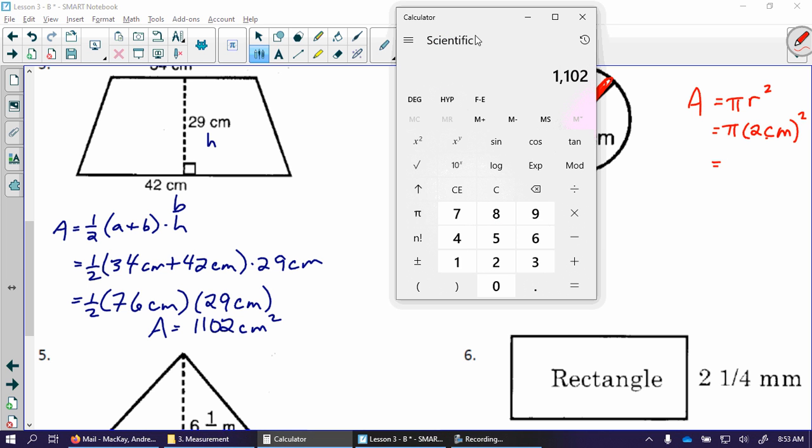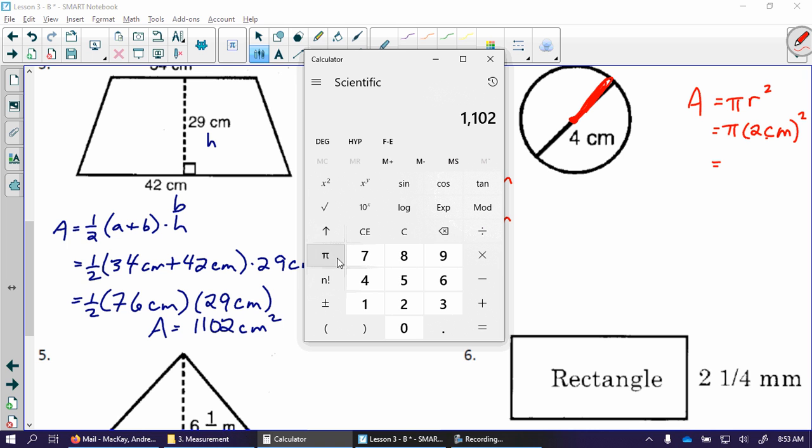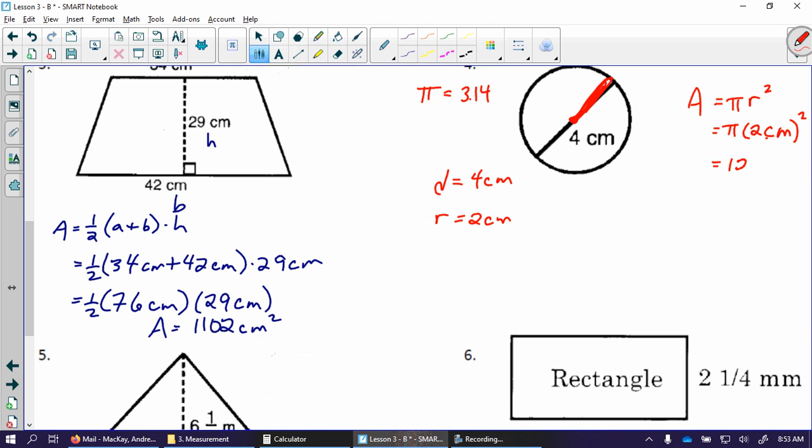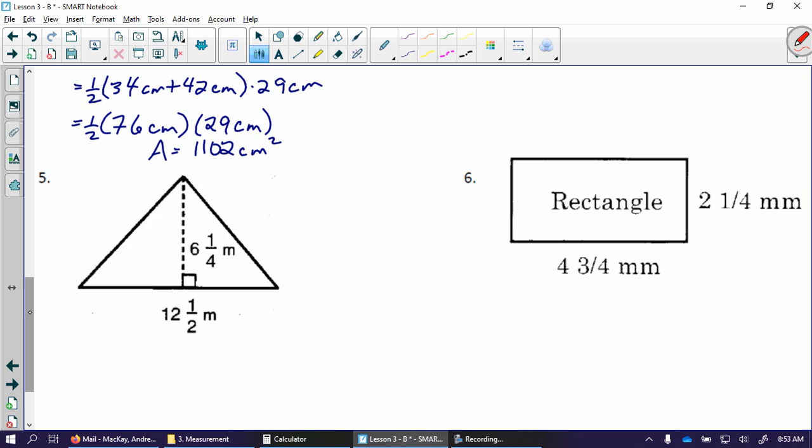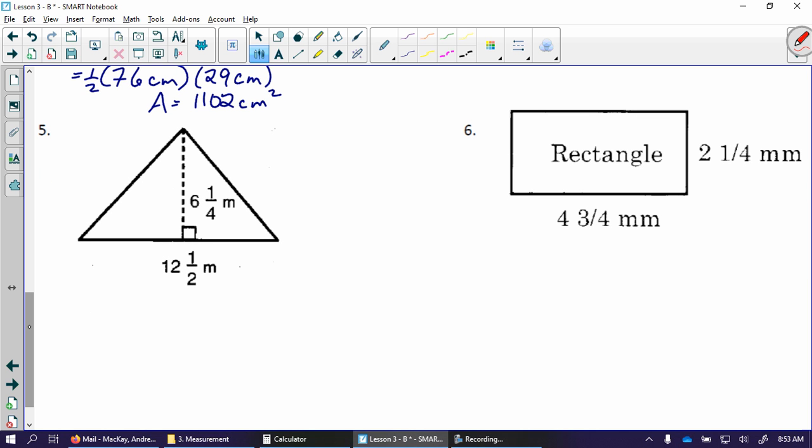Pull up our calculator here. Does my calculator have pi? So pi times 2 squared equals 12.566. Let's call that 12.6 centimeters squared. After any one of these, if you're taking some time, we can pause it so we can write everything down.